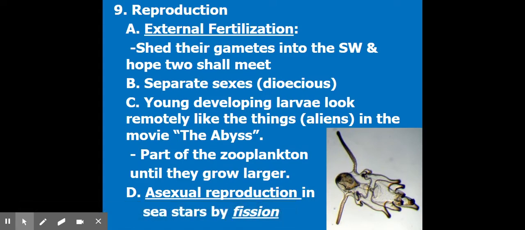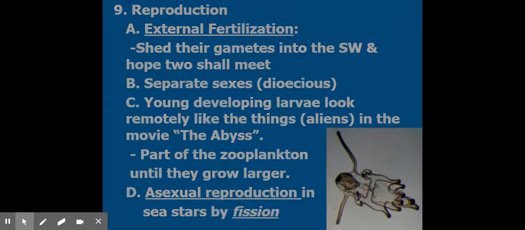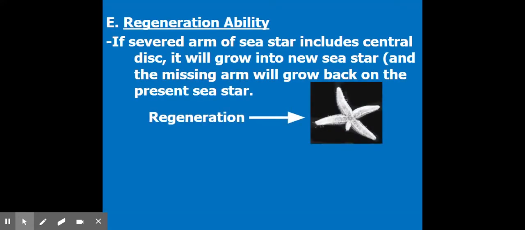So there's a planktonic larvae, so they'll be part of meroplankton, and then they'll settle later into sea star, sea cucumber, sea urchin, etc. They can also reproduce asexually by fission, so in sea stars they can literally split in two. Some sea stars can also regenerate.